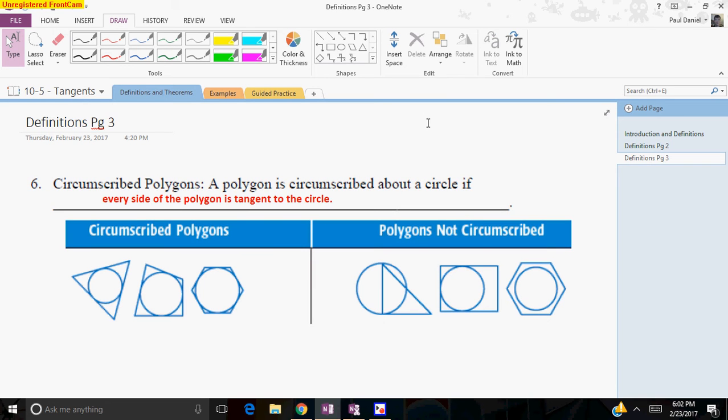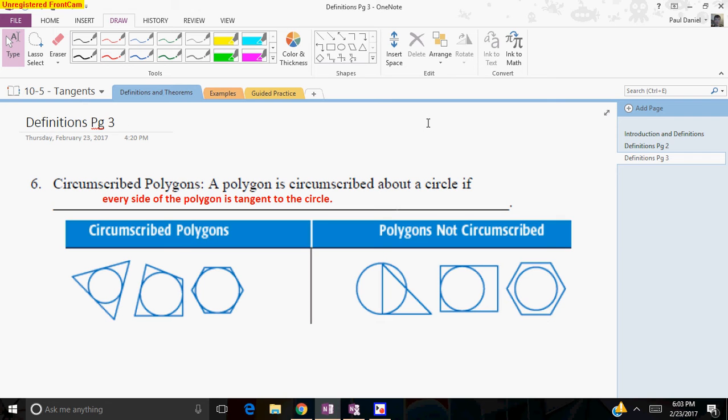Last little thing, the last piece of big information that you need to get from this is that a polygon is circumscribed about a circle if every side of that polygon is tangent to the circle. So over here on the left, you have some circumscribed polygons, which you can see that each one of the sides of that triangle is a tangent to the circle.